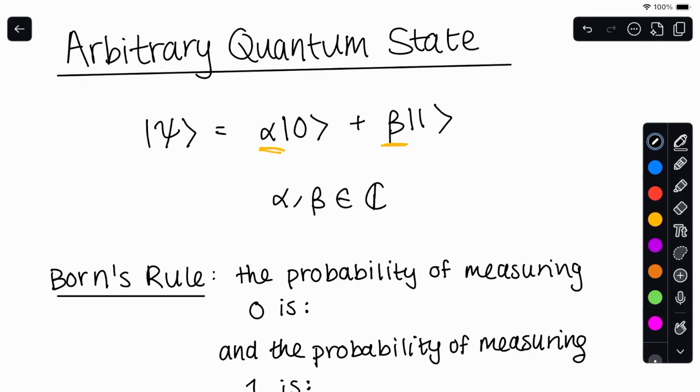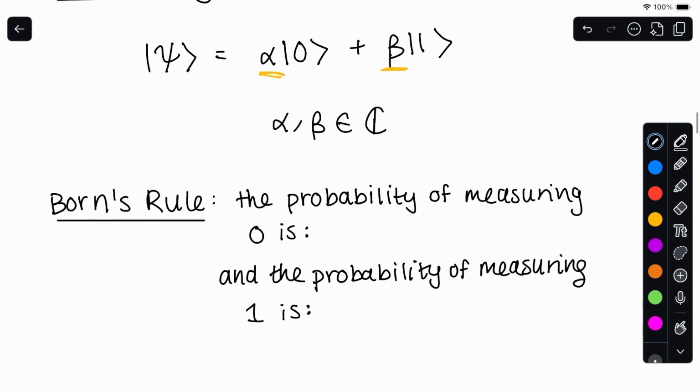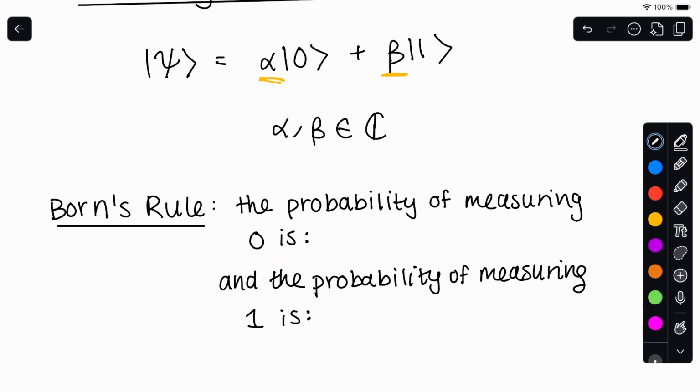And then Born's rule tells us the probability of measuring 0 and 1 given this arbitrary quantum state. And the probability of measuring 0 is going to be the amplitude of the 0 state squared. And here I mean alpha times its complex conjugate. And then the probability of measuring 1 is going to be beta squared.